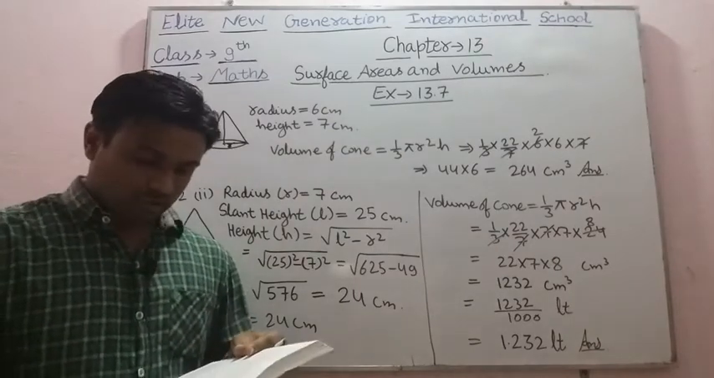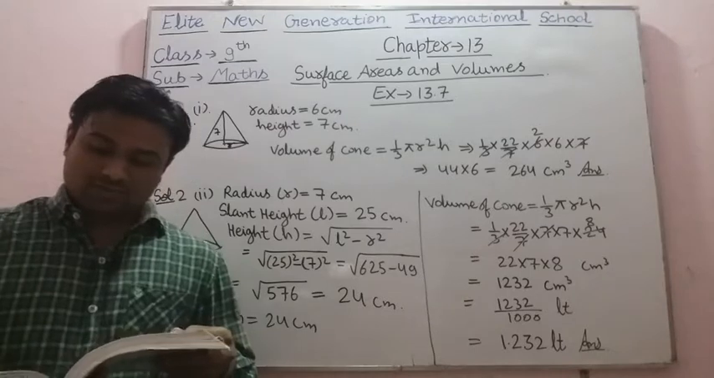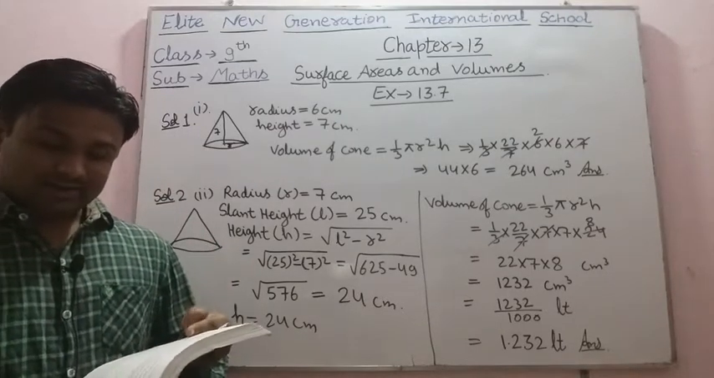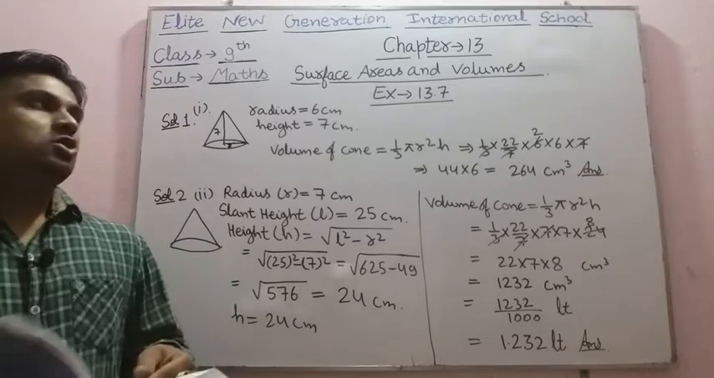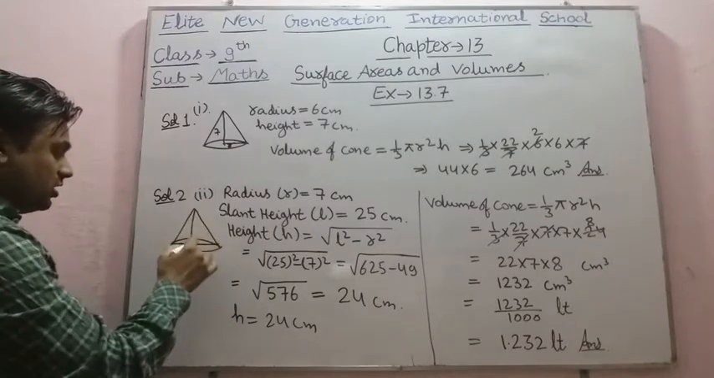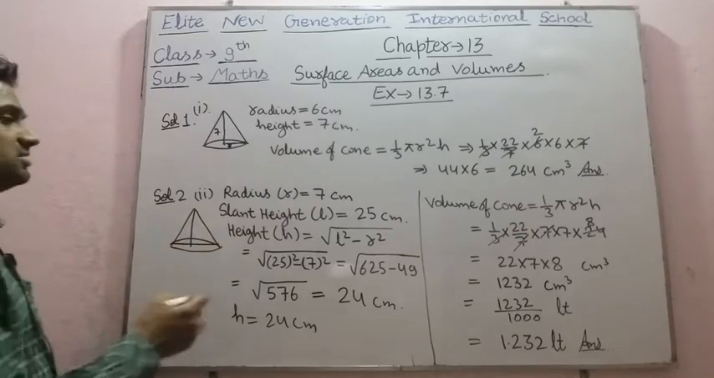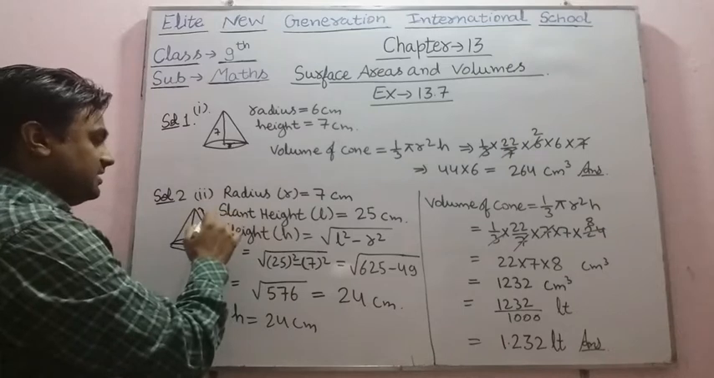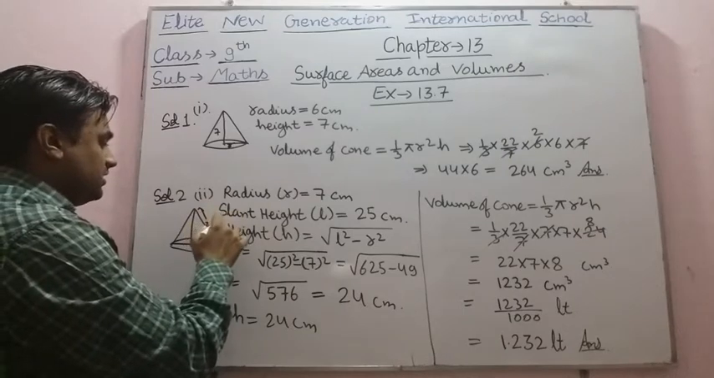Now after this, see question number 2. In question number 2 we have to find the capacity in liters of a conical vessel. So suppose we have a conical vessel. In this conical vessel we are given its radius 7 centimeter and slant height. This is the slant height. It is given as 25 centimeter.